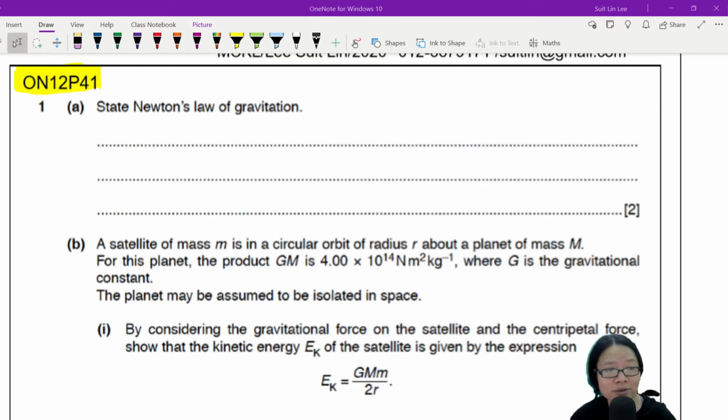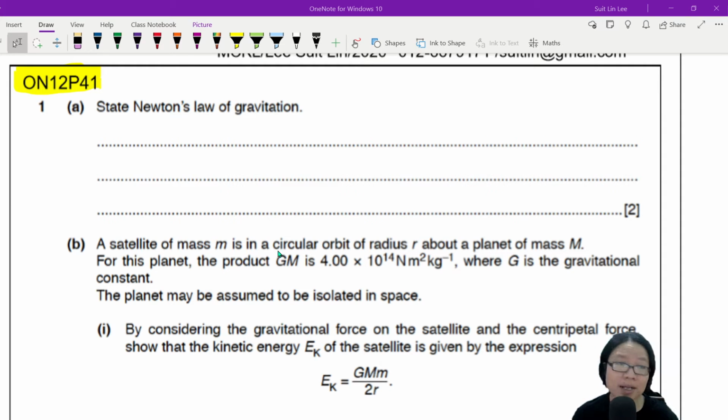In this question, we are going to look at a satellite in orbit. This question can be a bit confusing because the gravitational equations are already a bit confusing, and now we factor in the fact that there's a change in energy. All right, so let's do this question slowly together.